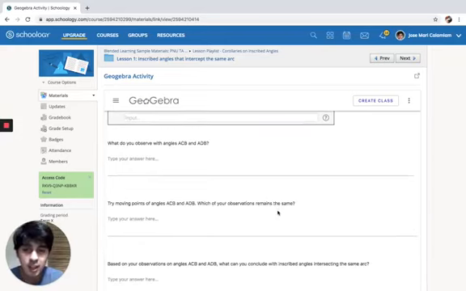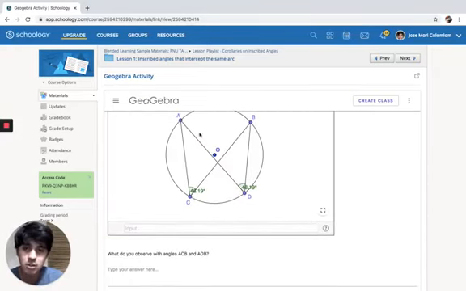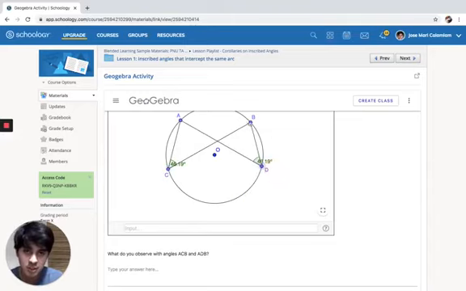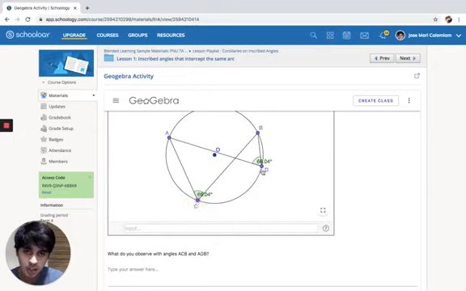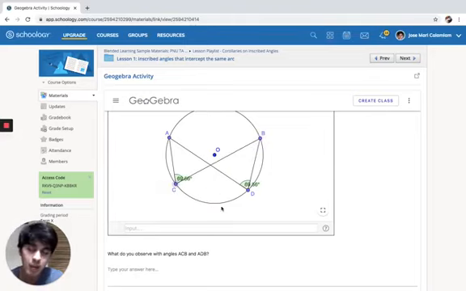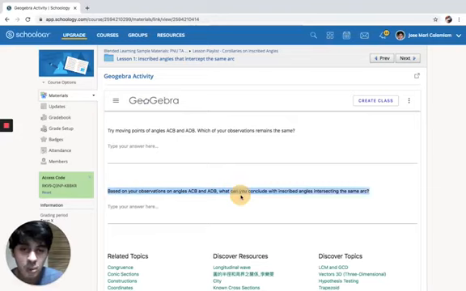Okay, and then they will ask, maybe it is only the same because the conditions are correct. So they will try to move the points and realize that even if they move the points, even if they make the arc smaller or larger, the inscribed angles still have the same measurements. And given that, they will give an observation.